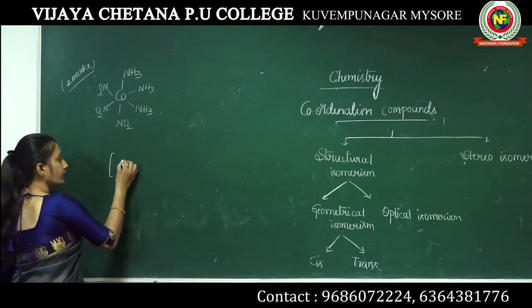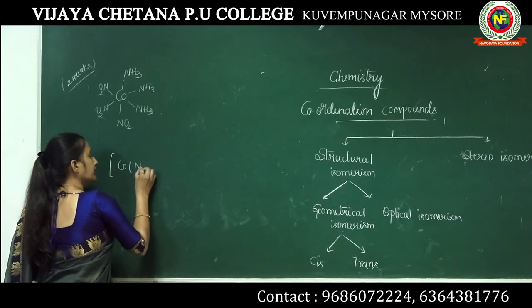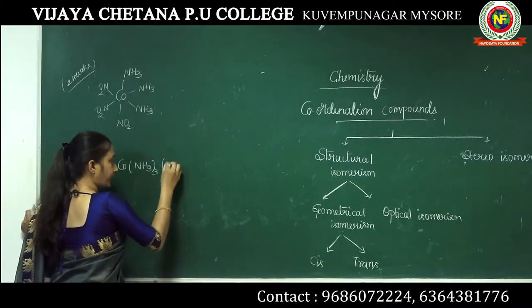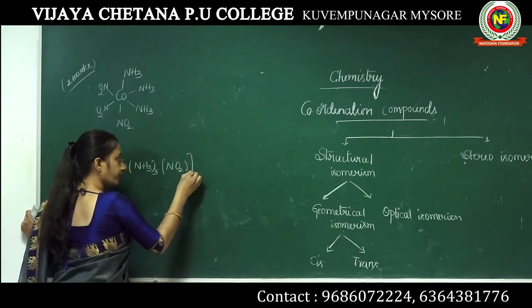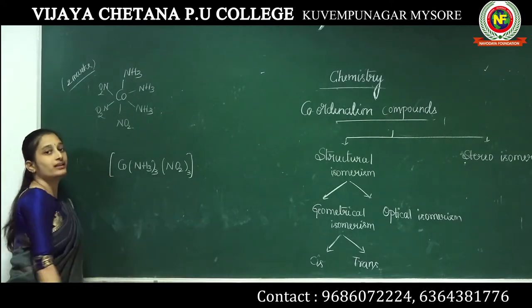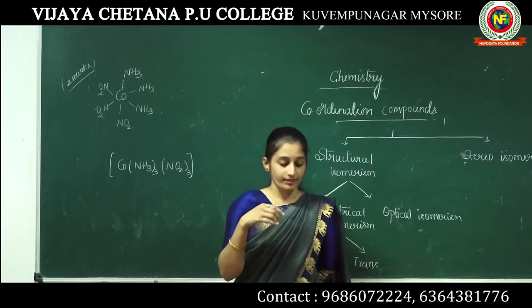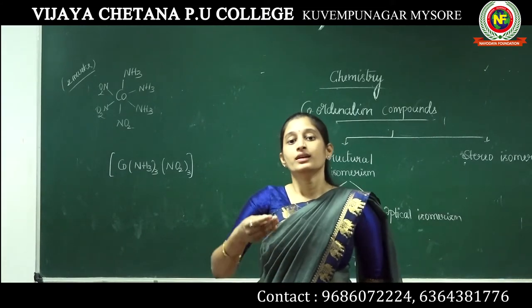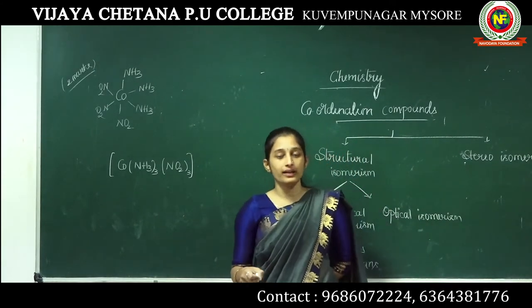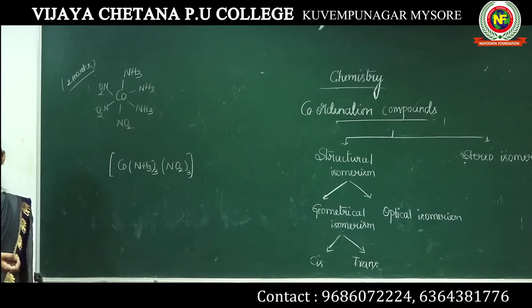Square bracket. Co, Co means central metal atom. And NH3, 3 times, NO2, 3 times. See? Co, cobalt, NH3 3 times, NO2 3 times. It's very simple. They will give this formula and they will ask you to write the isomer for this compound. Here, one more special name we are using. First one is facial isomer and second one meridional isomer.